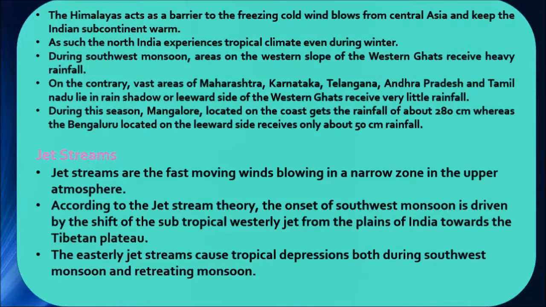According to the jet stream theory, the onset of southwest monsoon is driven by the shift of the subtropical westerly jet from the plains of India towards the Tibetan plateau. The easterly jet streams cause tropical depression both during southwest monsoon and retreating monsoon.